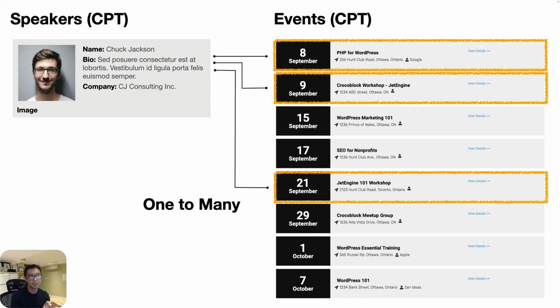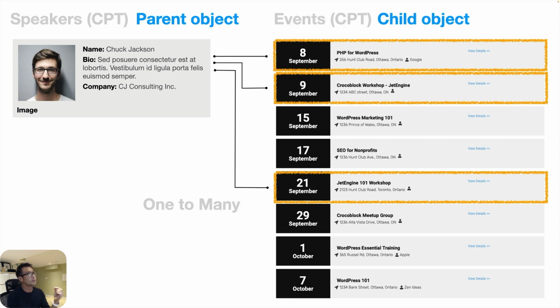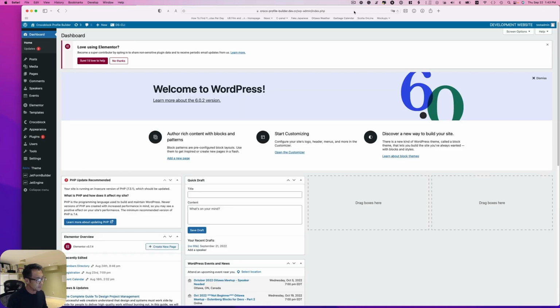In my case, it's going to be a one-to-many relationship because one speaker is likely to have many events, right? You could also create many-to-many because you might have multiple speakers for one event, right? But for my demo, I'm going to just use a one-to-many relationship. And then speakers are the parent object, and events are the child object. I hope that makes sense to you. All right, so let's get into this.